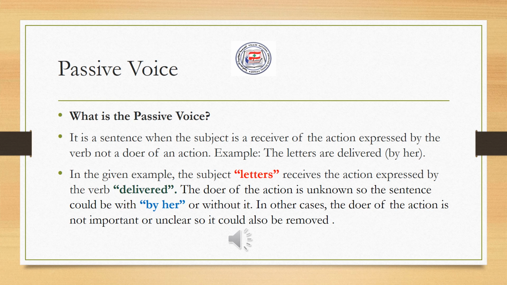On the other hand, the doer of the action is unknown, so the sentence could be with "by her" or without it, in which you can say the letters are delivered or the letters are delivered by her. In some other cases, the doer of the action is not important or unclear, so it could also be removed.